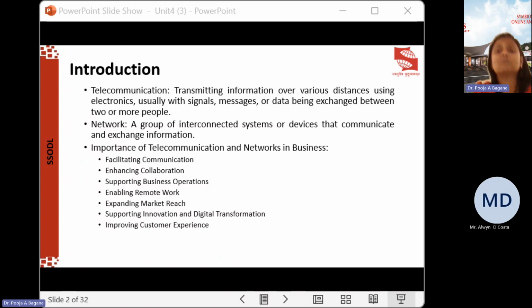Then the next is expanding market reach. So this particular telecommunication network offers businesses the possibility to find a larger market. So e-commerce, social media, online advertising, everywhere, this telecommunication network provides the opportunity to access the global customer base and to sell products to new customers.